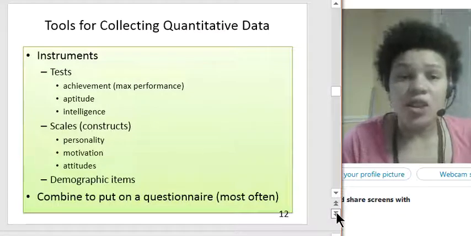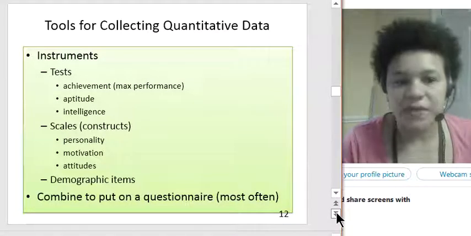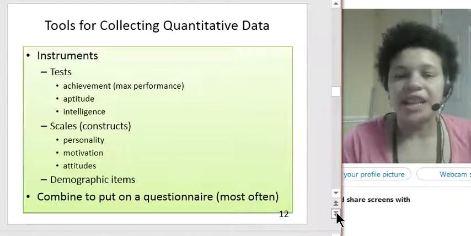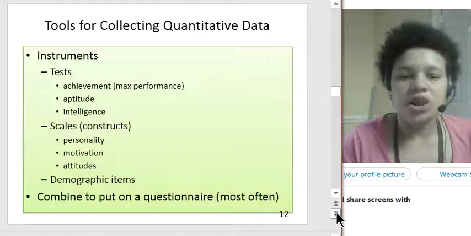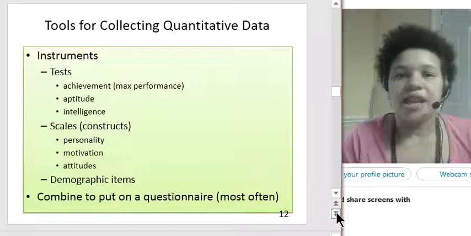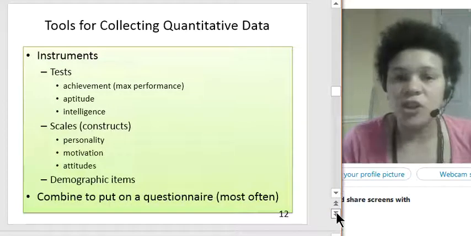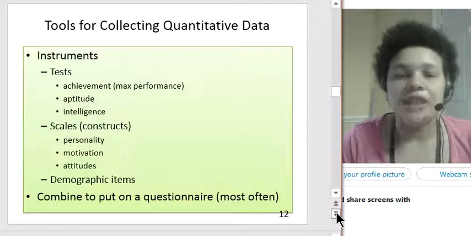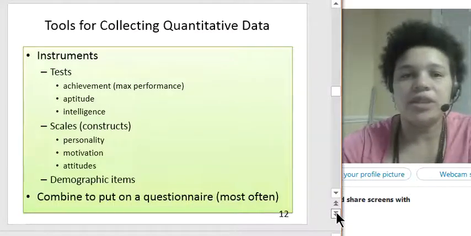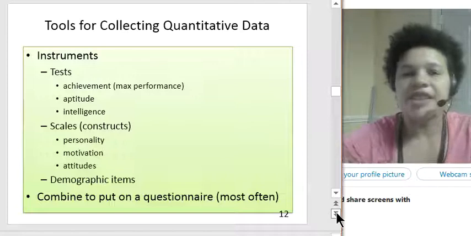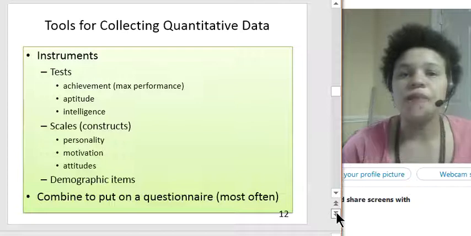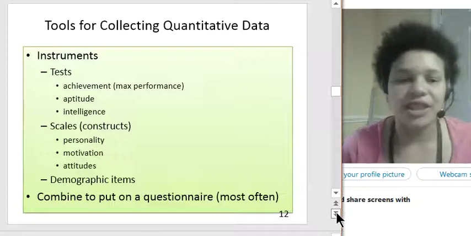And usually we also collect demographic information. These different types of items or instruments are often combined on a questionnaire. So you might have a test that you're giving, but first you ask some demographic items, or a scale that you're interested in learning about, say personality traits, followed by some demographic items, just so you have a tool for providing some statistical control later on.